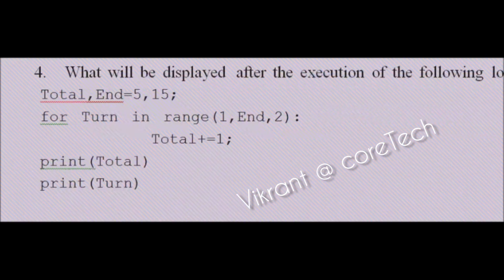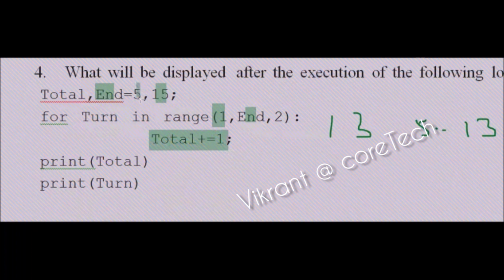What will be the output of the following code? It is starting from 1. The value of end is 15. It will go till 15, and since the gap is 2, it means 1 and 3 and 5 and likewise till 13. Whatever number of times the loop runs, it will add 1 to the value of total. The total has the initial value as 5. So let's count.